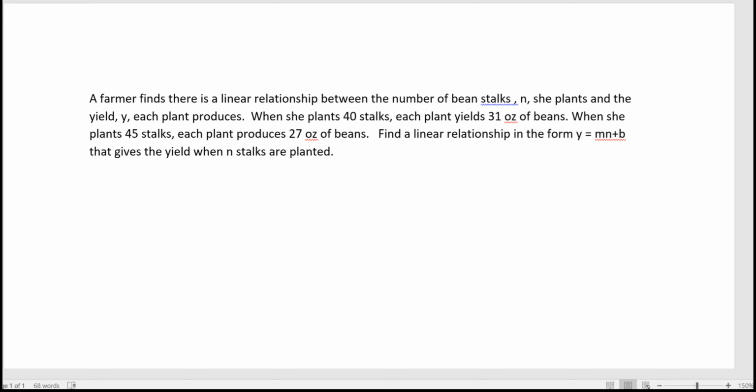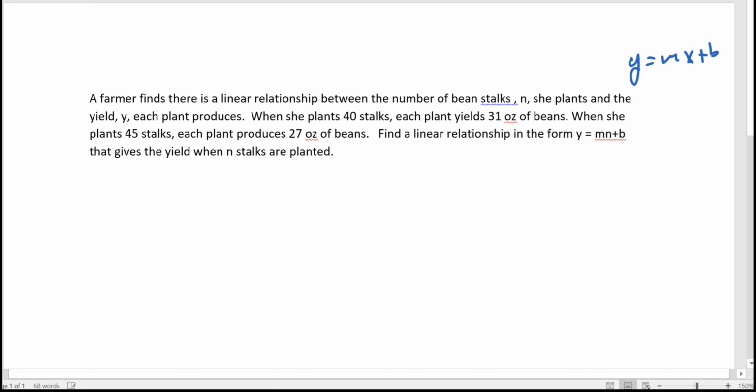Now, oftentimes in word problems, we change the variables to mean other things. Usually you see y equals mx plus b, right? It's just that the x is being replaced with the n, okay? No big deal there.